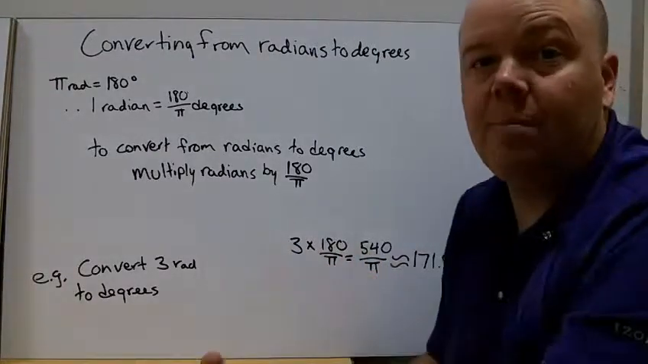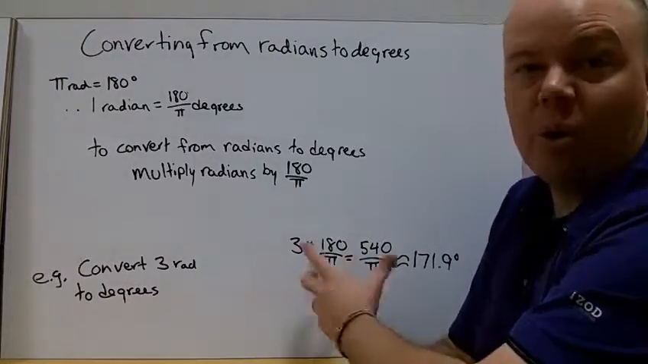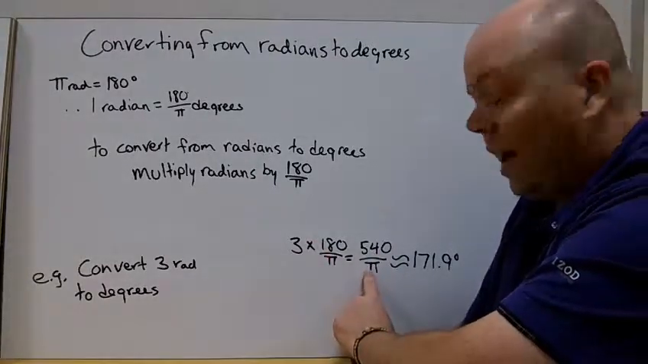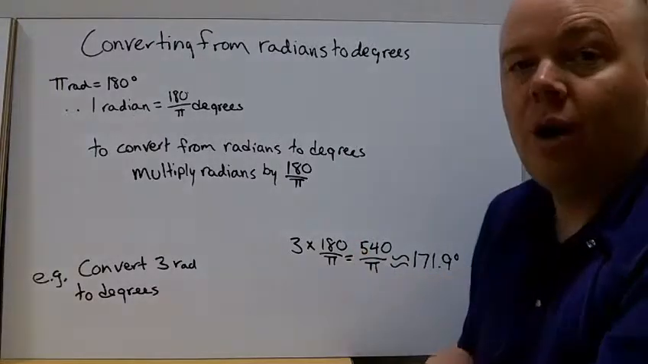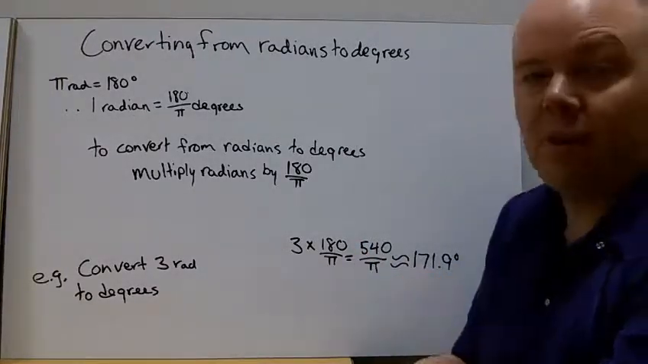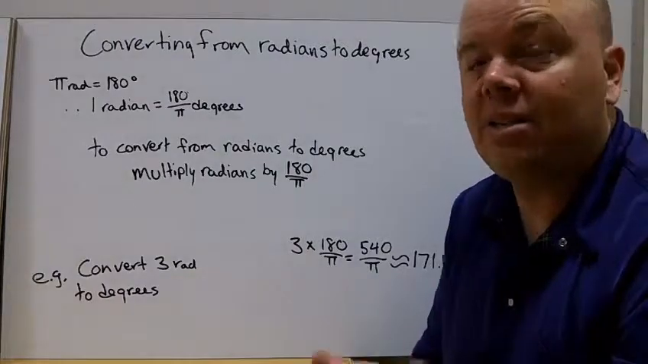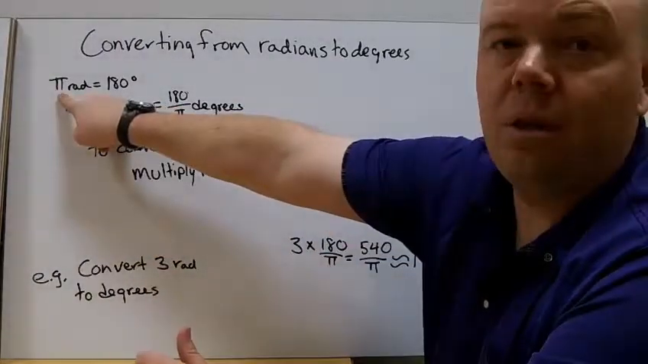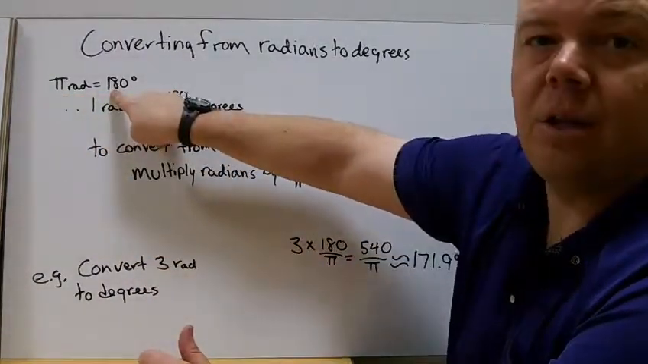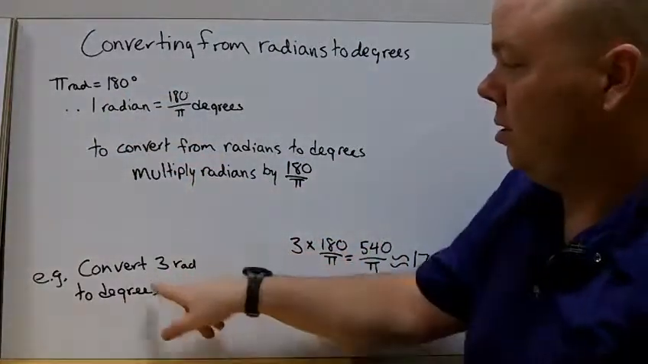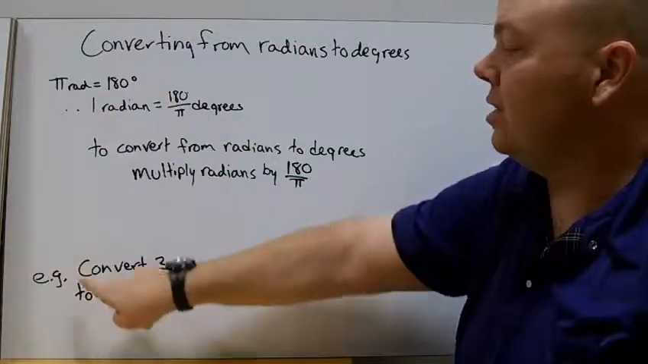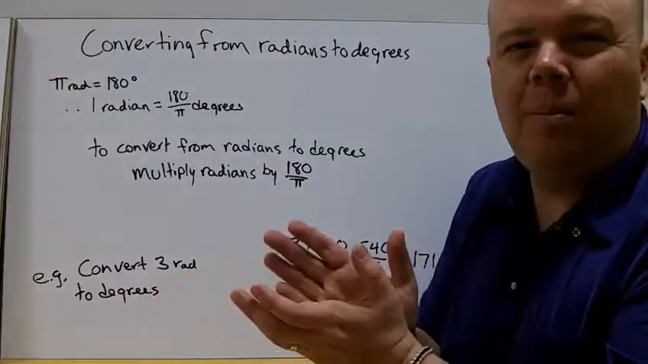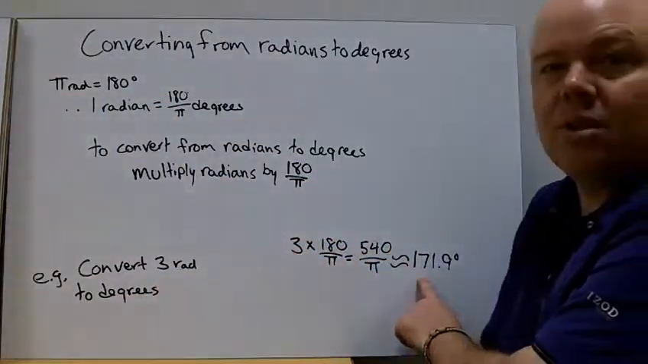And pi is the same pi you've always known as 3.14159. Divide this pi into 540 degrees, and that's equal to approximately 171.9 degrees, which makes sense. If pi radians, which is about 3.14 radians, is equal to 180 degrees, 3 radians should be a little bit less than that. And in fact, that's exactly what we find.